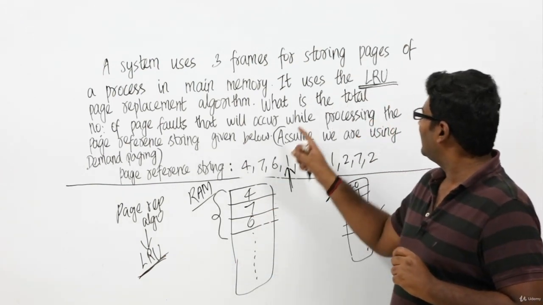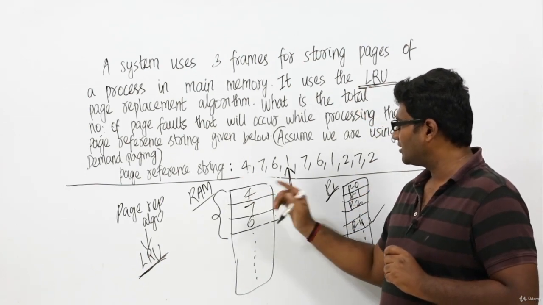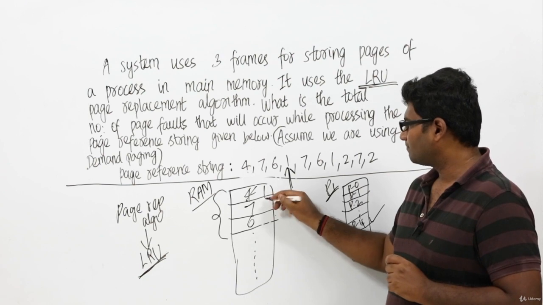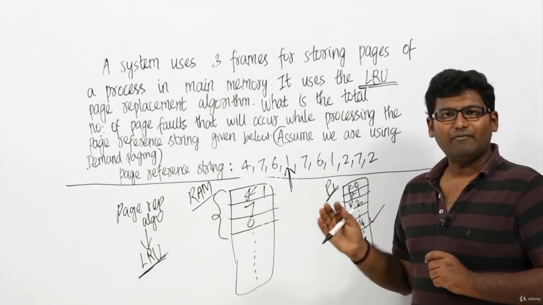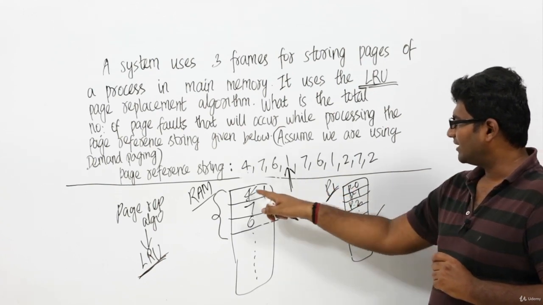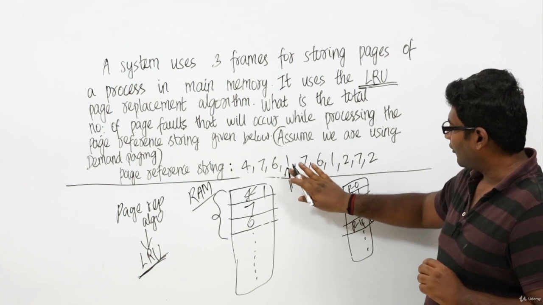So since we are using the least recently used page replacement algorithm, we should definitely replace page number 4 with page number 1, right? Which means we have taken out page number 4 and we have placed page number 1 inside the RAM. Fine.